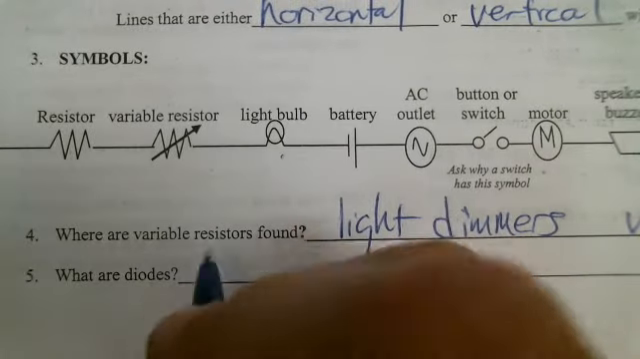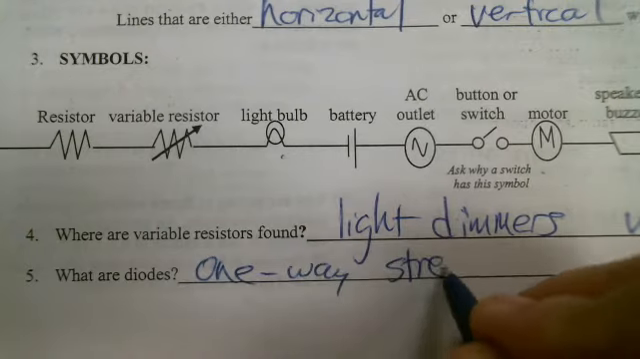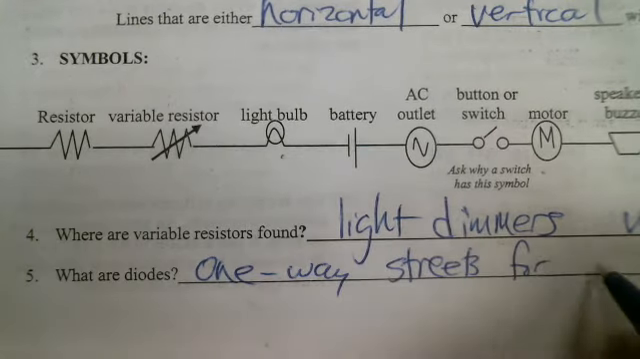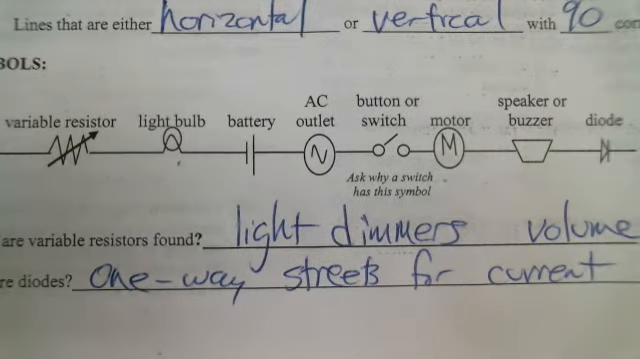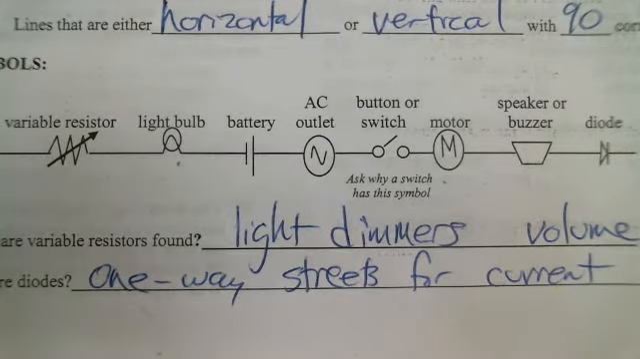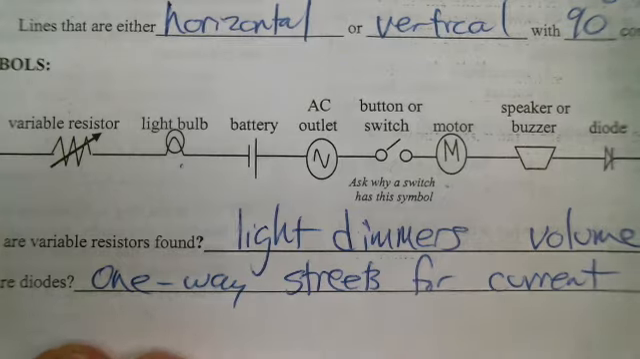What are diodes? Diodes are one-way streets for current. Once again, if you have current flowing in the correct direction, the diode exerts very little resistance. If you try to put current through the diode backwards, it has an incredibly high resistance.